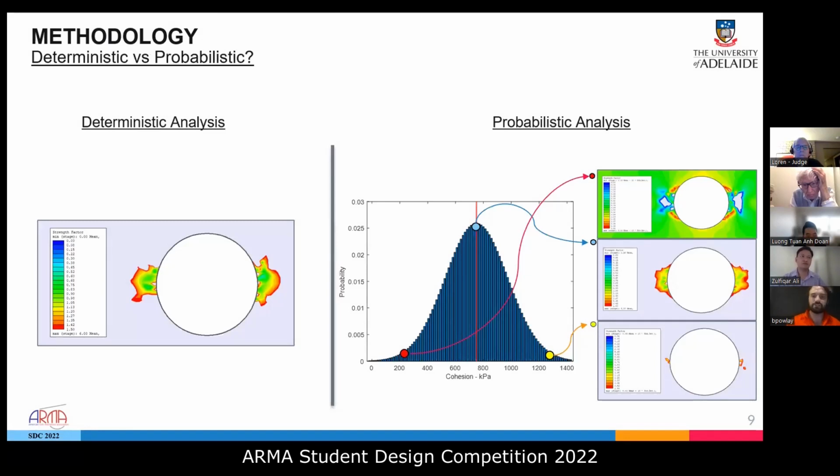This also displays the importance of accounting for this variance and the full behavioral possibilities at the extremes. Deterministic analysis gives you one scenario which could be safe, but then you look to the right, and the probabilistic analysis actually shows that it can experience severe deformation.